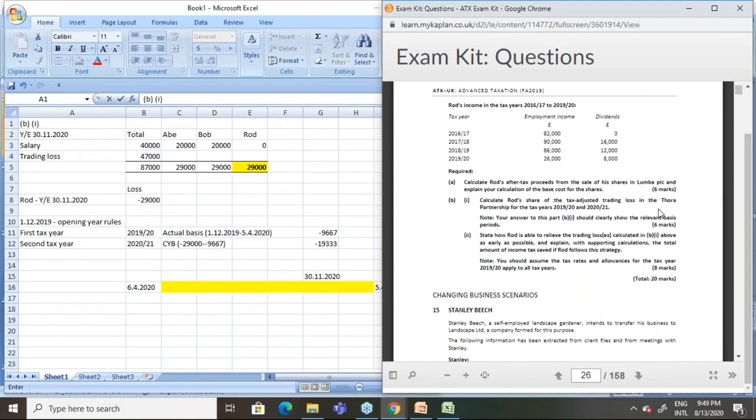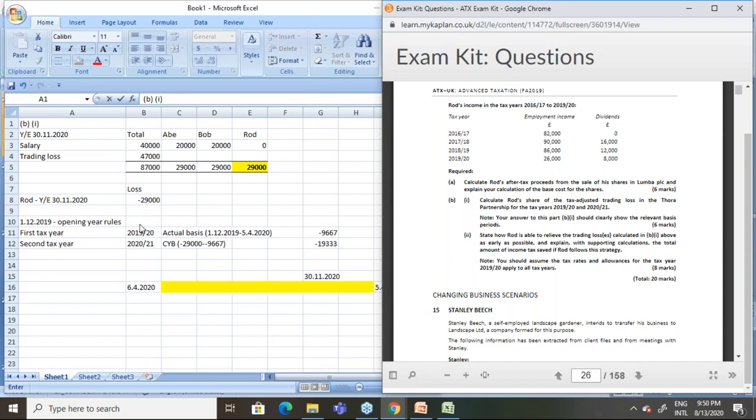Always when you're answering a question, make sure that you have addressed all the issues. Because sometimes in a given question, you will have to answer more than one particular issue. So at the end of the day, check whether you have addressed all the issues raised in the question. Here, calculate Rod's share of the tax adjusted trading loss in the Torah partnership. Yes, we have calculated the loss attributable to Rod in this Torah partnership is 29,000 pounds.